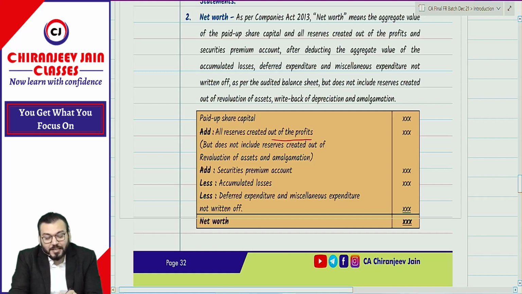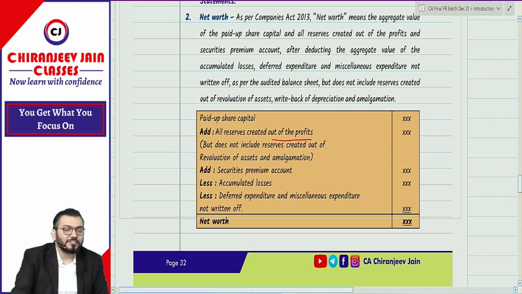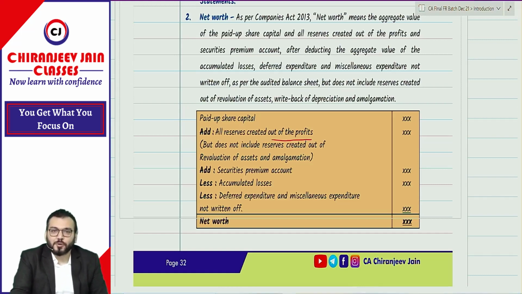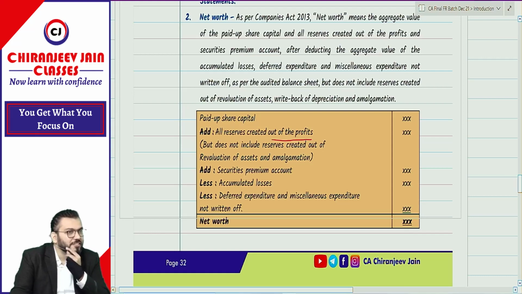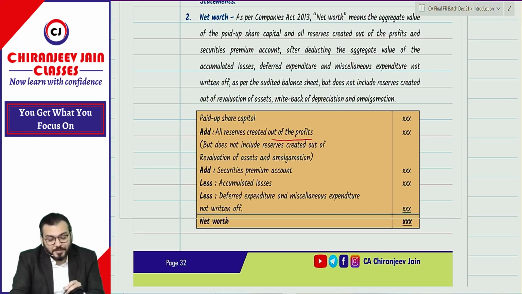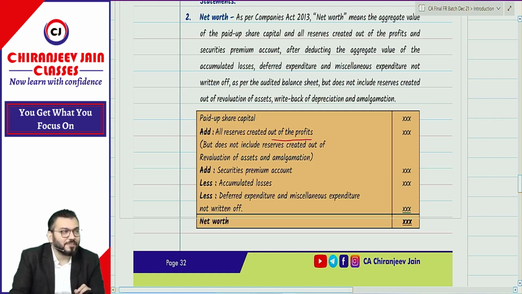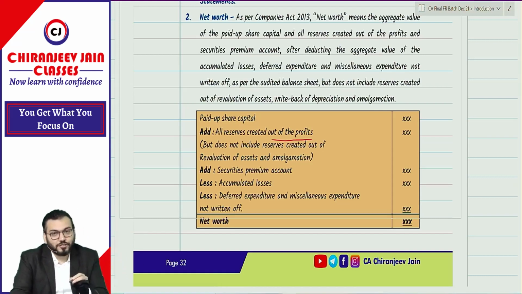For example, revaluation of asset. You have done AS 10 revised. There you have done revaluation of property, plant and equipment. I hope you have done upward revaluation. Whenever there is upward revaluation, the revaluation gain will be transferred to revaluation surplus. So that revaluation surplus will not be considered for the definition of net worth. But as per FM, it will be considered. FM means financial management. Understood? Revaluation of asset will not be considered.